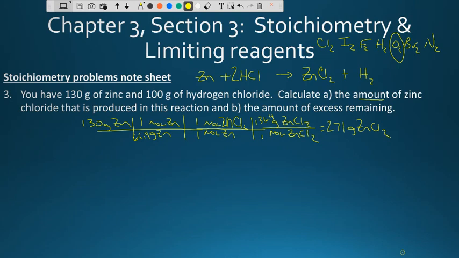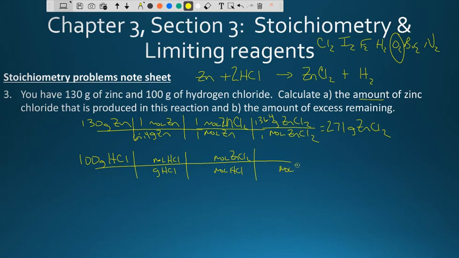Now let's take a look at the hydrogen chloride end of things before I move on. I take a look and I've got 100 grams of hydrogen chloride. So I'm going to convert from grams of hydrogen chloride to moles of hydrogen chloride. Then I go from moles of hydrogen chloride to moles of my zinc chloride, which is what they're looking for. And let's finish it off by going from moles of zinc chloride to grams of zinc chloride.